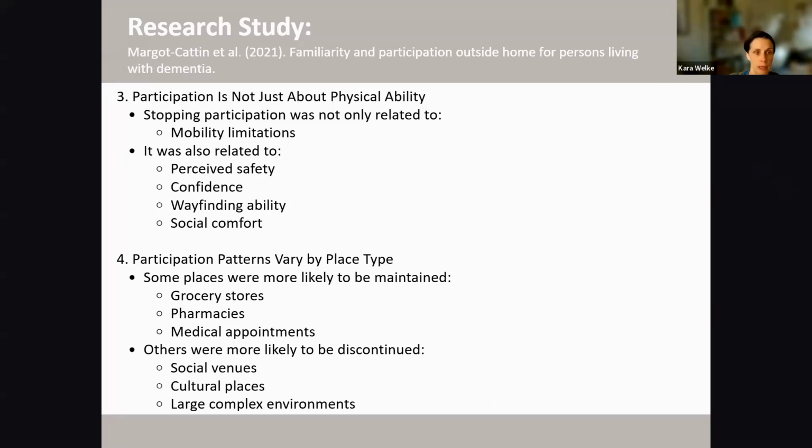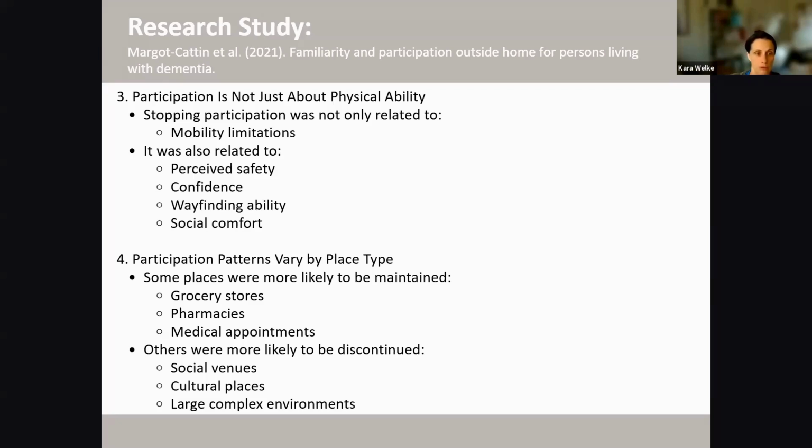They also talked about how participation is not just about physical ability. Some people may assume that they're not going out into the community because of mobility limitations, but it can also be related to other things such as perceived safety, confidence, social comfort, and wayfinding abilities.